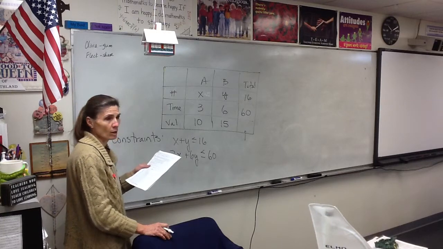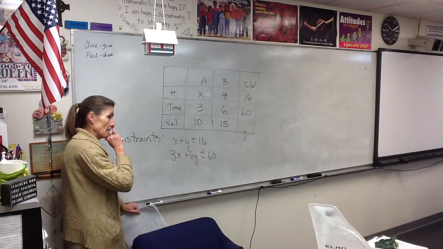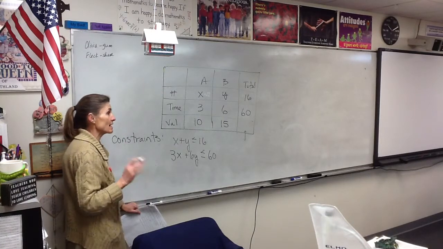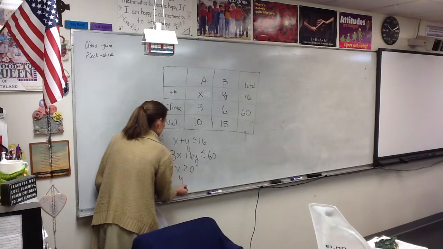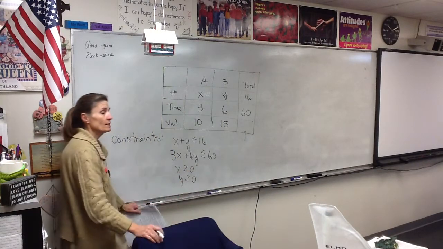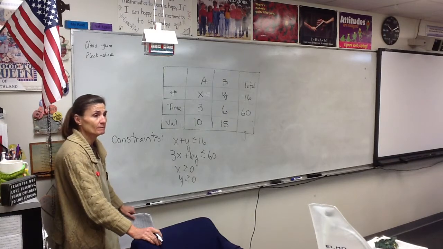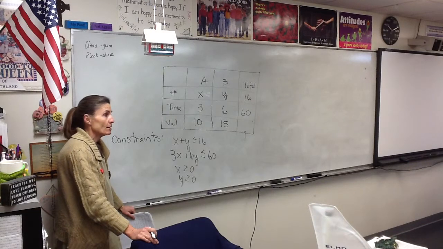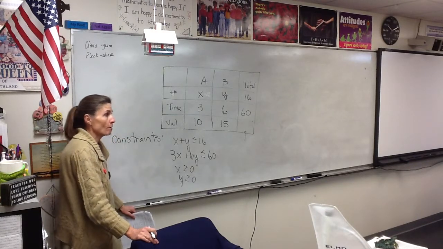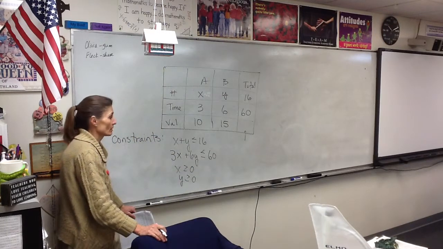Wait a minute, there's 4 lines there, and I only have 2 constraints. The other 2 we have in almost every problem. X has to be positive, Y has to be positive. Can somebody tell me why X and Y have to be positive? Because you can't have a negative number of questions. Exactly. And in almost every one of these problems, you're going to have these 2 given automatically.